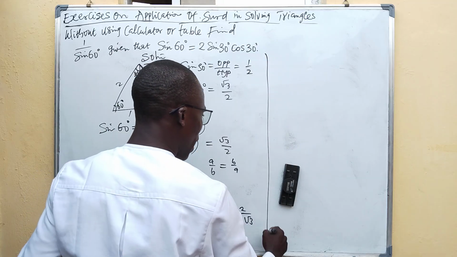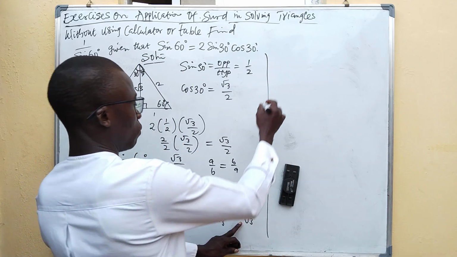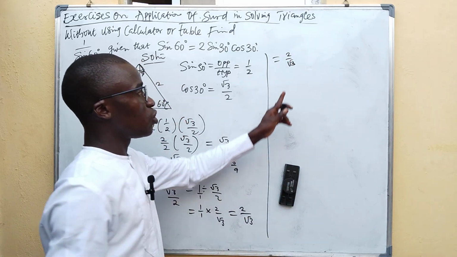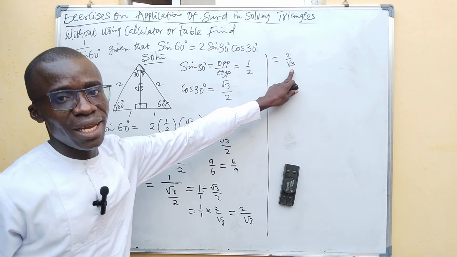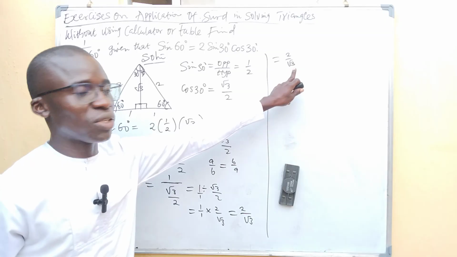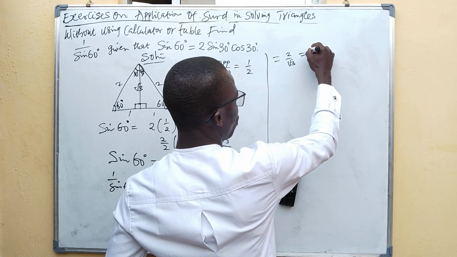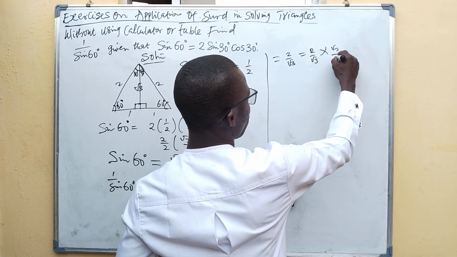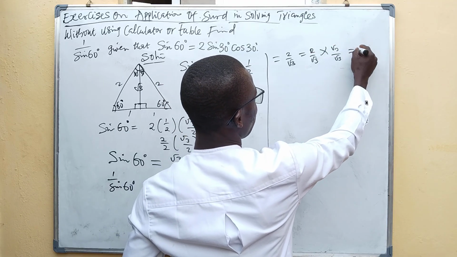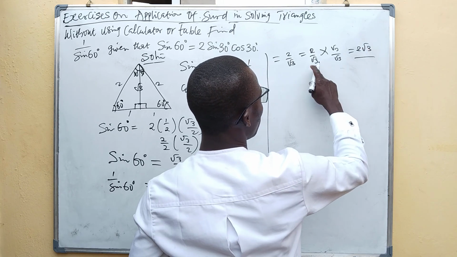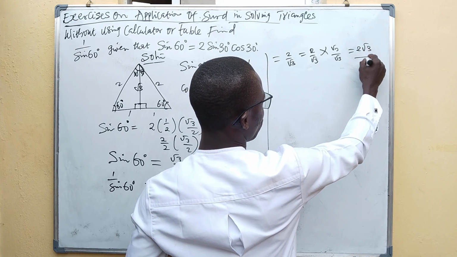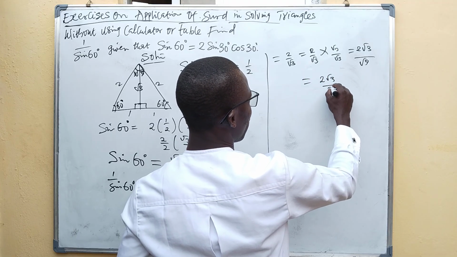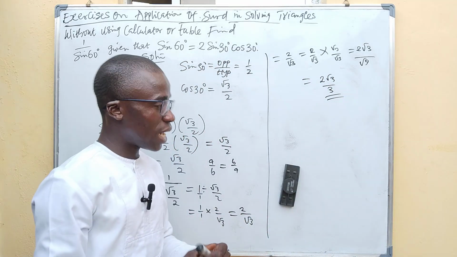Having done this, my people, you will not leave it here. This will give us 2 over root 3. I've already told you this is a surd and it is still an irrational number. Please let us rationalize it. That will give us 2 over root 3 times root 3 over root 3. 2 times root 3 will give us 2 root 3 over root 3 times root 3, which is root 9. And that will give us 2 root 3 over 3. Please, this will be your final answer.